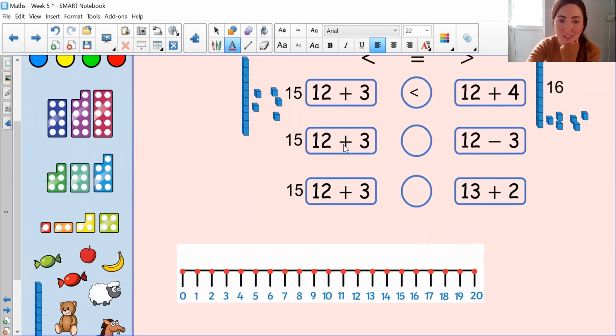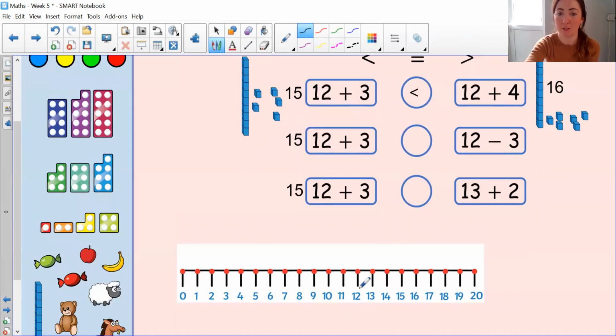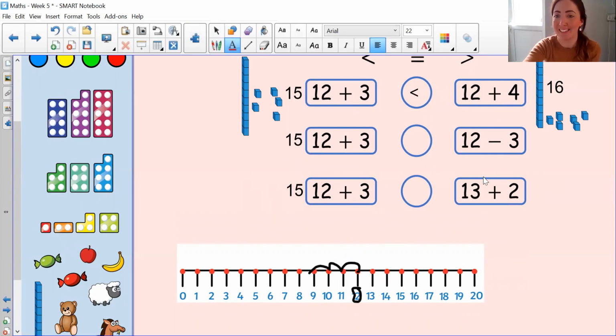So I've already worked out this one because it's the same as the last number sentence that we compared. So 12 add 3 is 15. This time we're comparing it with 12 subtract 3. So on my number line, I'm going to start on 12. And then if I'm subtracting, which direction do I need to jump in? Forwards or backwards on the number line? Backwards, yeah. 1, 2, 3. And it's 9.